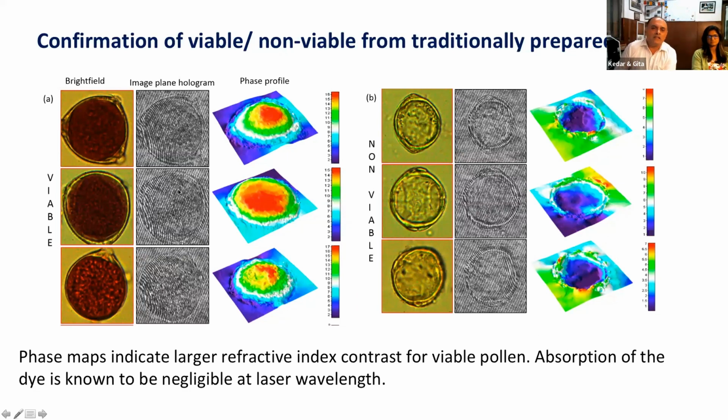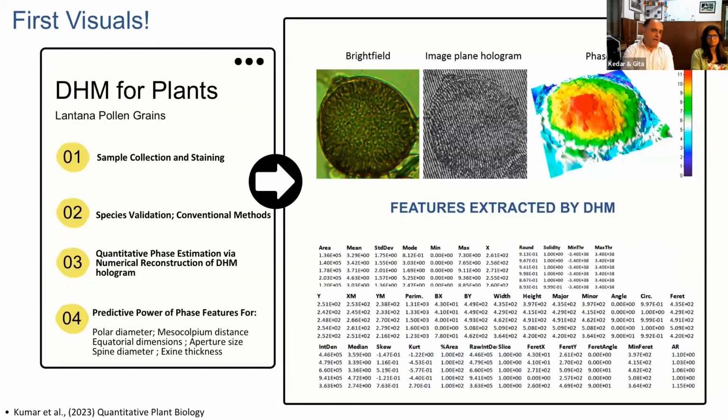Also, you can see that whether we have the dye or we don't, the images are all approximately uniformly bright. This is because the dye used here for staining is known to have really low absorption at the laser wavelength, which was 650 nanometers. Now I will hand over to Gitanjali. She will explain a little more about what we did with these images.